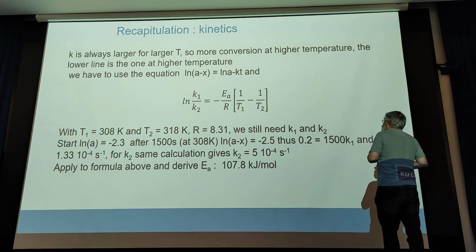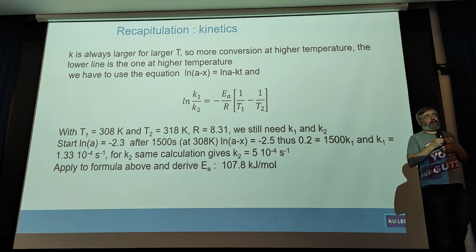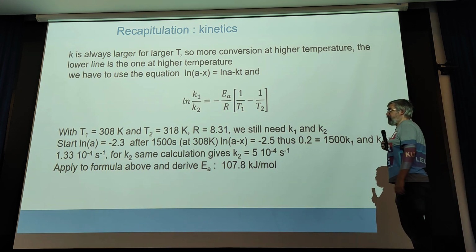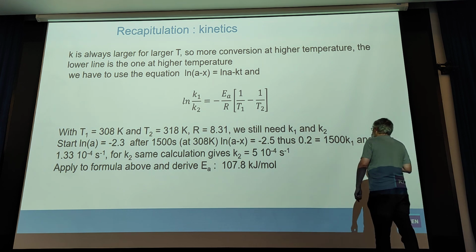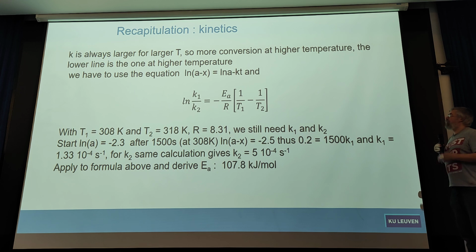So if you put all of these data in the formula above, you arrive at an activation energy of 107.8 kilojoule per mole. So we apply the T1, 308, the T2, 318, K1, 1.33 10 to the minus 4, and K2, 5 10 to the minus 4. So these are all applications of the formulas that we have seen.